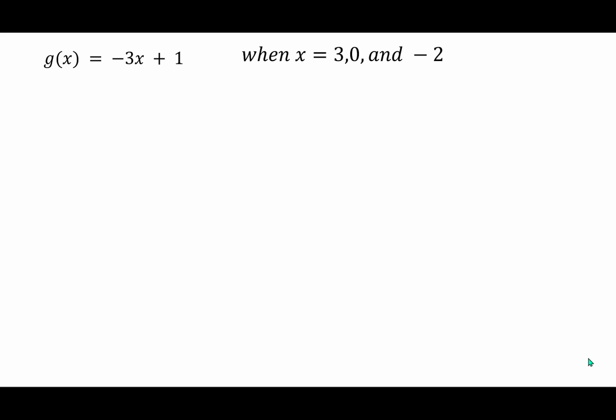Right, so we are going to continue looking at evaluating functions in function notation. Just as a quick reminder from what we talked about in the last video, I've got g of x is equal to negative 3x plus 1, and I want to know what g of x is when I have x equal to 3, 0, and negative 2. So for each of these, I'm just going to plug in.